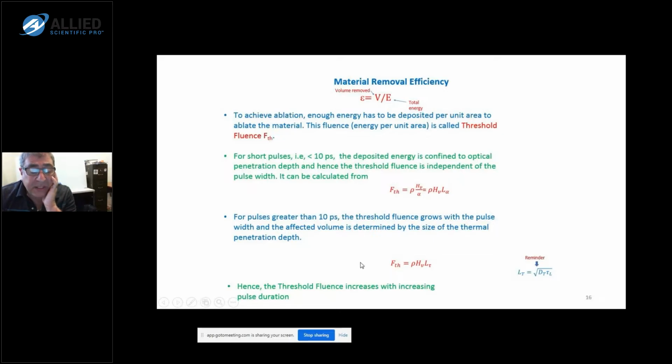But for pulses greater than 10 picosecond, this is given by rho HV LT, where LT is the thermal penetration depth. And that has a dependence on the pulse duration. So the threshold fluence increases with increased pulse duration. And this is something that you have to take into account, that you're cutting deeper and you need more energy with a longer pulse.